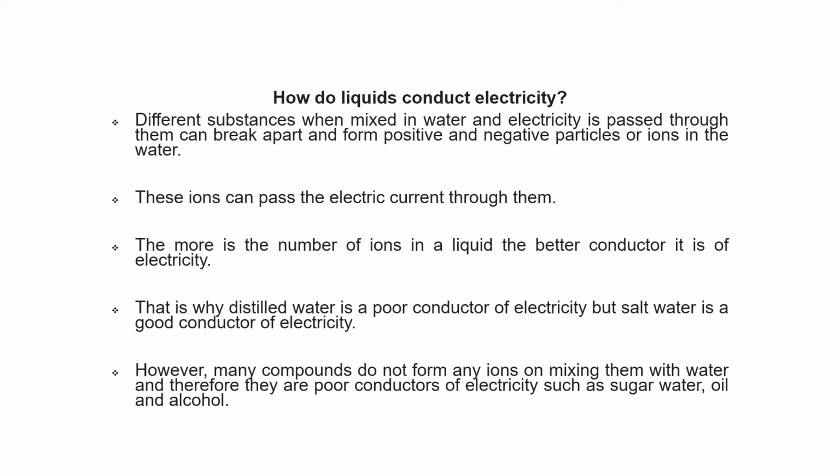Many substances do not form any ions on mixing with water. For example, sugar, oil, alcohol, these are all organic compounds which don't get ionized when they are added to water, and hence they are poor conductors of electricity.